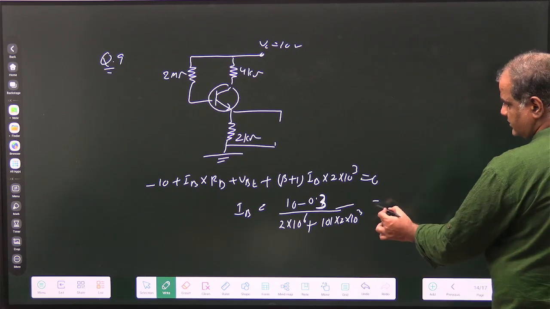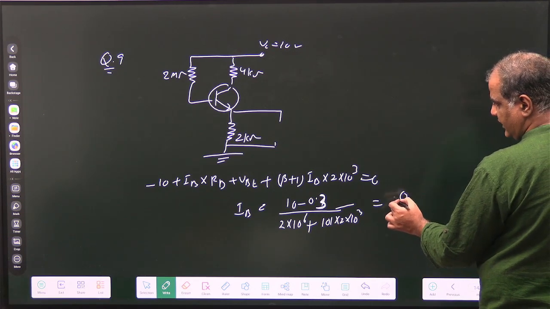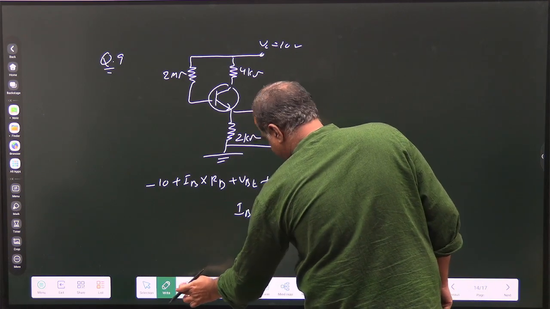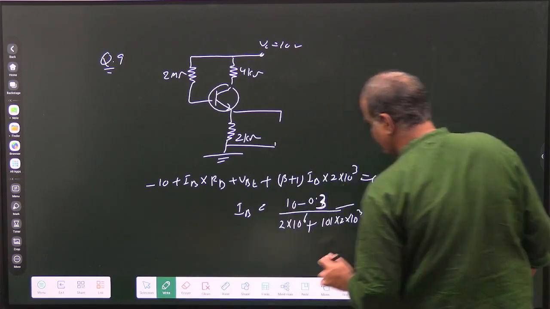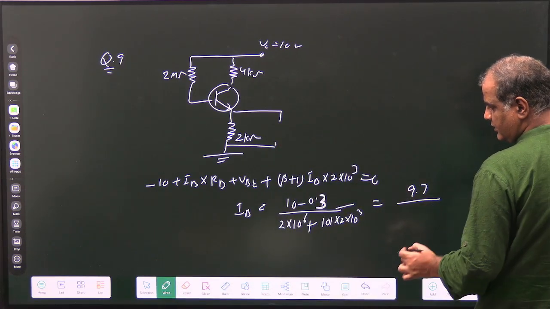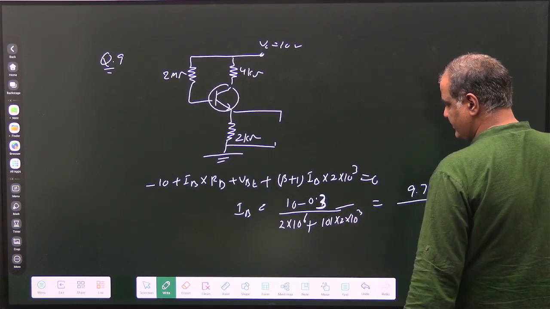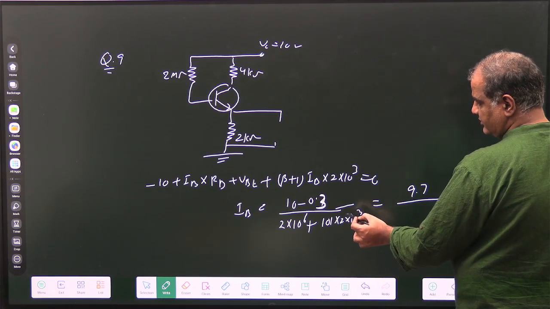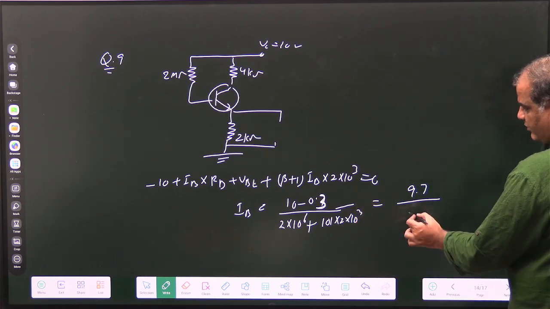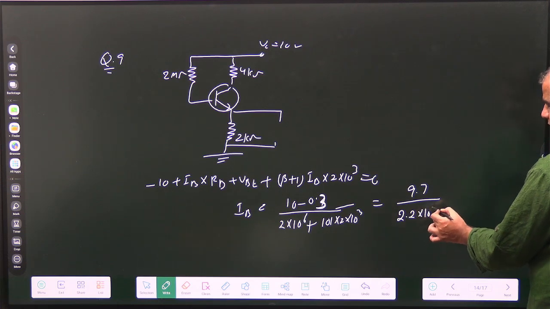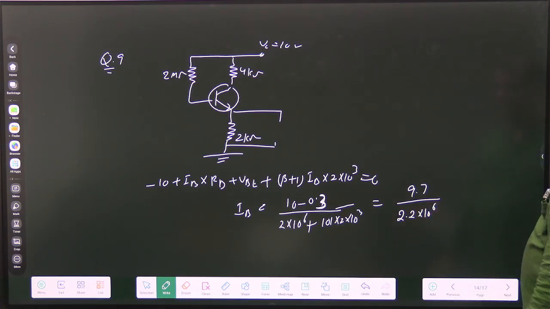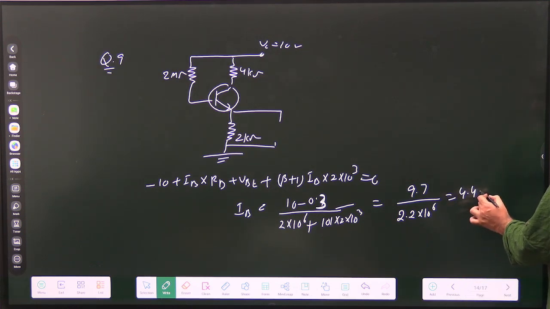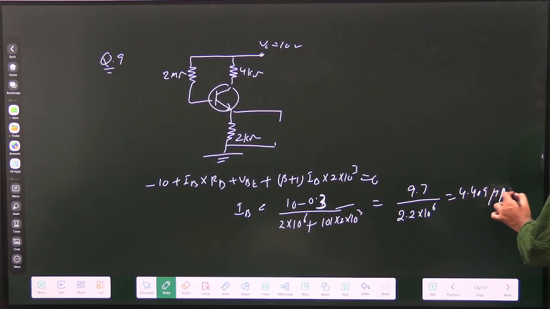So this is 9.7. How much does this become, 100, and this one how much will come? 2 point something, 10 raised to power 5. So 0.2 mega ohm. Okay, so around 2.2 mega ohm. It is coming, sir, 4.409 microampere. So 4.409 microampere multiplied by 100.